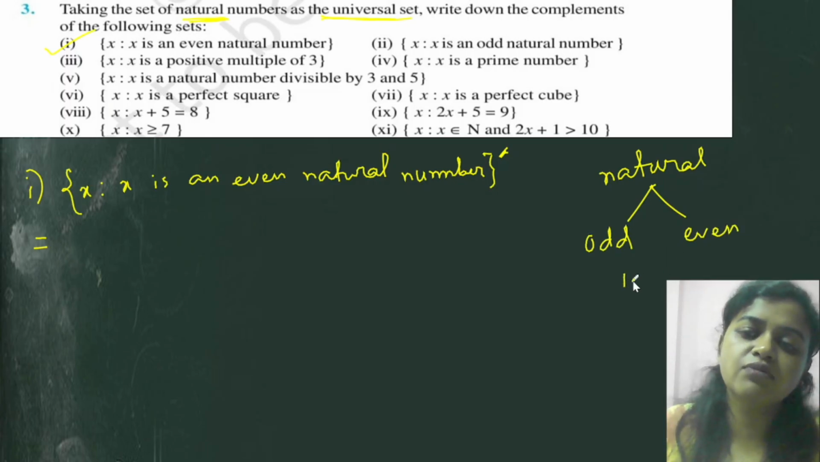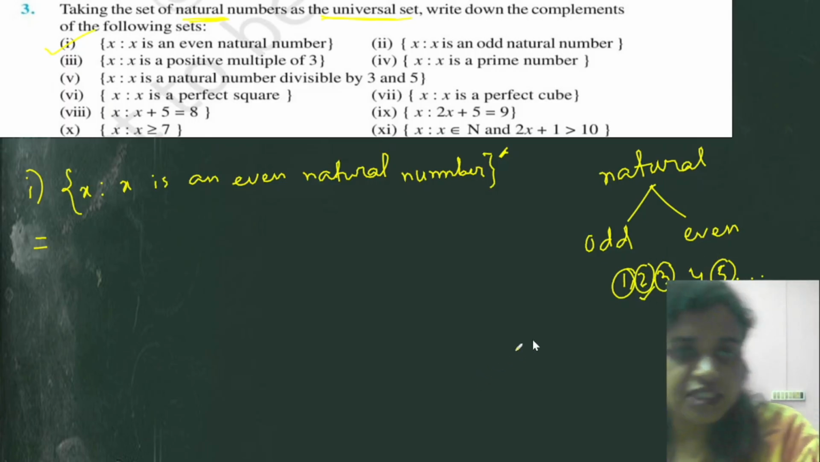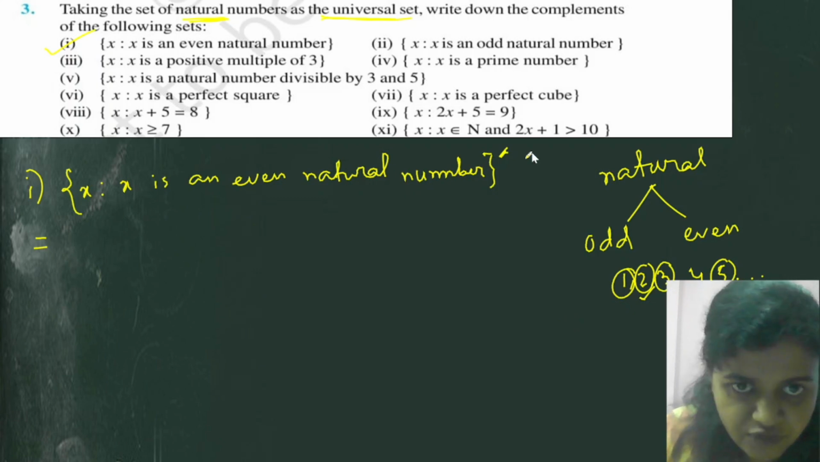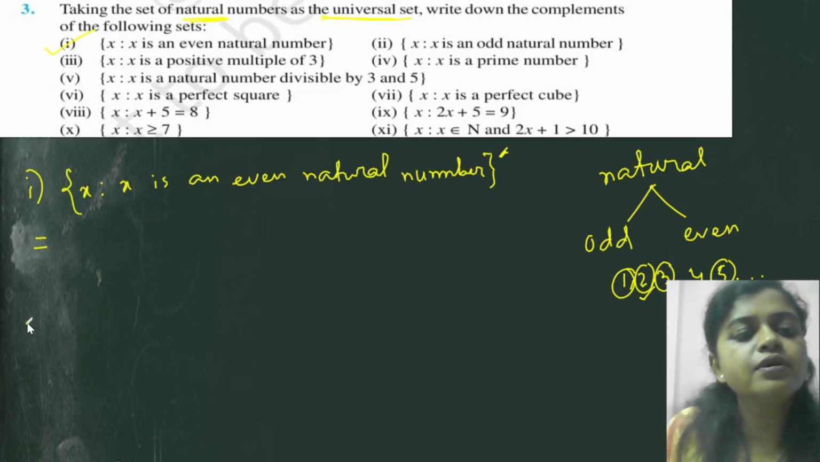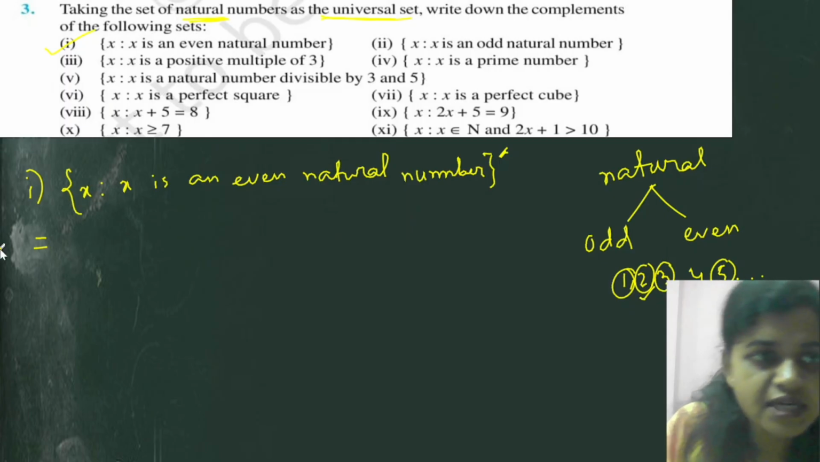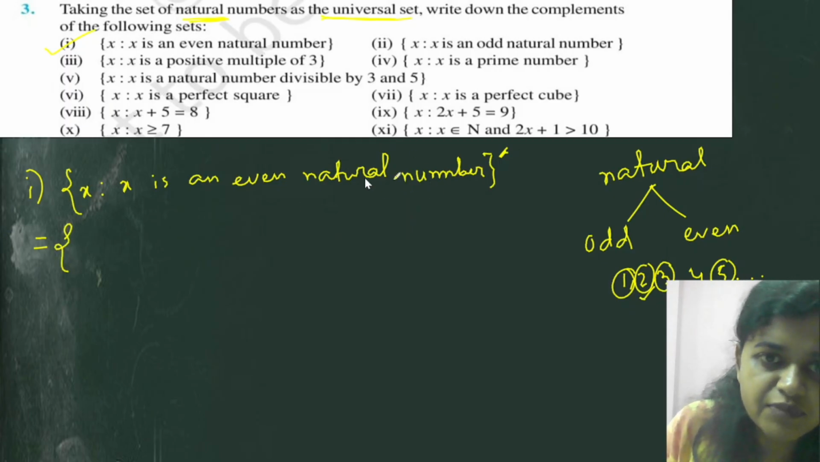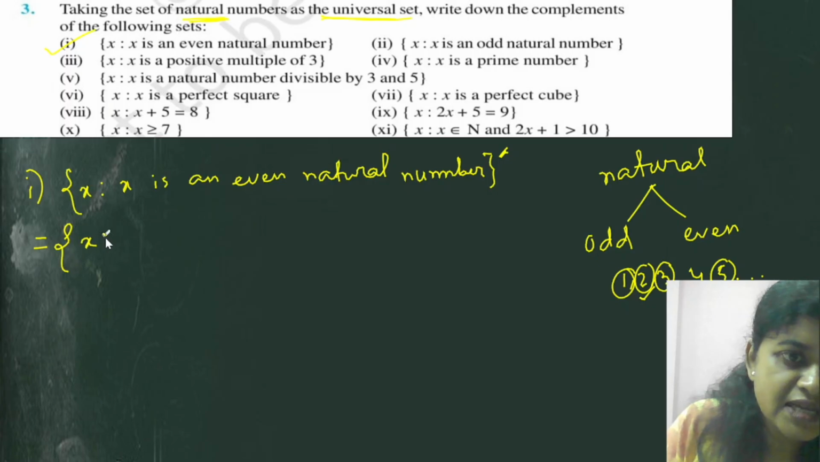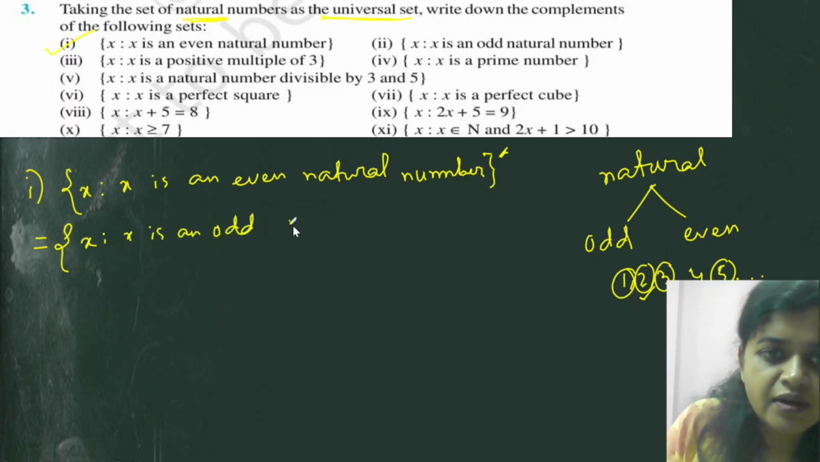We know the natural numbers are 1, 2, 3, 4 and so on. So 1 is an odd natural number, 3 is an odd natural number, 5 is an odd natural number, 2 is an even natural number, 4 is an even natural number. So if we remove the even natural numbers from the universal set, the natural number set, we will get the odd natural number set. So if we find the complement of this set, we will get x such that x is an odd natural number.